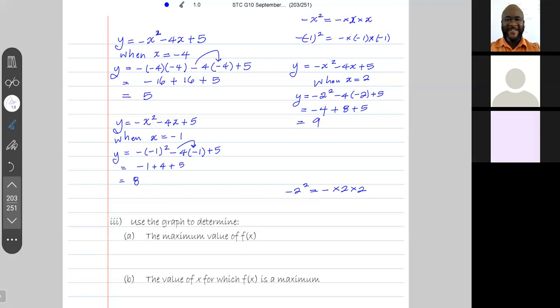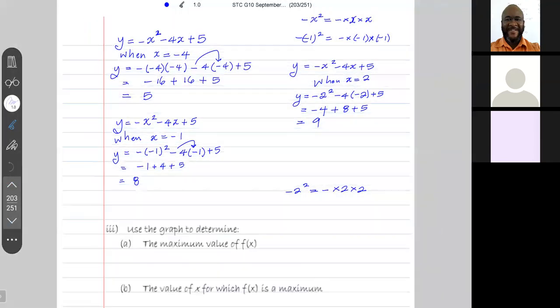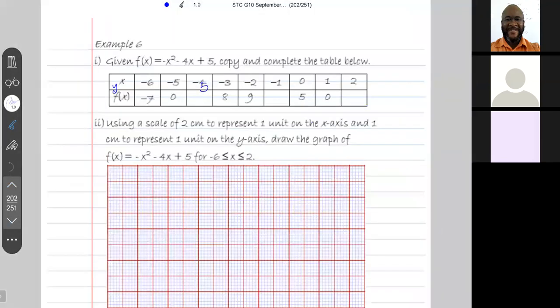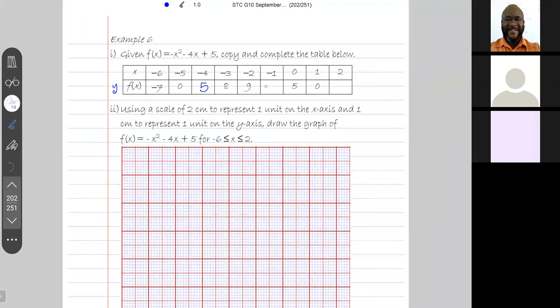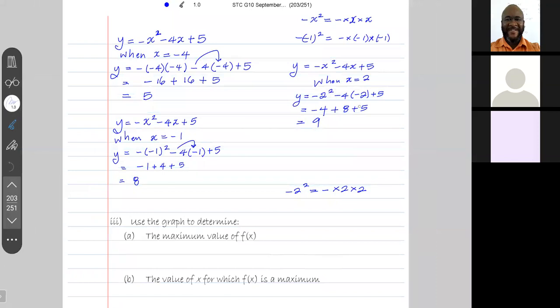So 8 and 9 seems weird. Let's have a look at it. So it works out, so this is 8 here and 9 here. Something is wrong with this 9. Let's go back and fix it. I know what it is. It's not minus 2, it's positive 2. I know something is wrong. There's no way you can get 9 there.